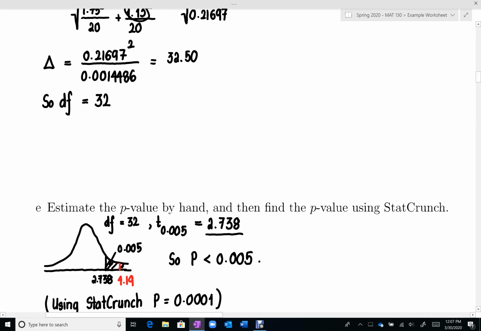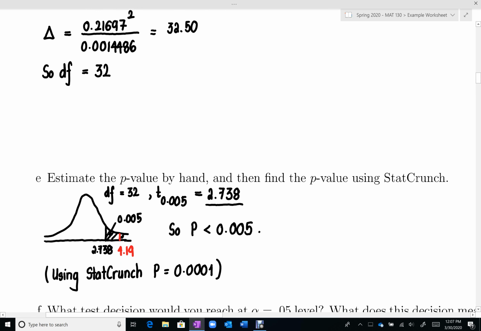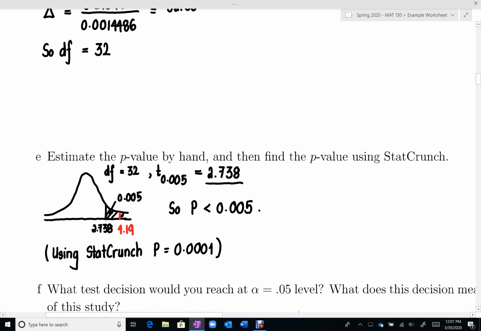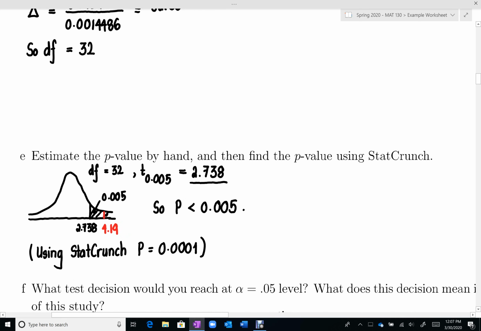We are looking at a right-tailed test, so we're looking at the area to the right of our test statistic, which is 4.19, and based on the table, we can say it is less than 0.005. However, if we were to use StatCrunch, and I'll let you do that on your own, you can verify that using StatCrunch, the p-value in this particular example is going to be 0.0001.